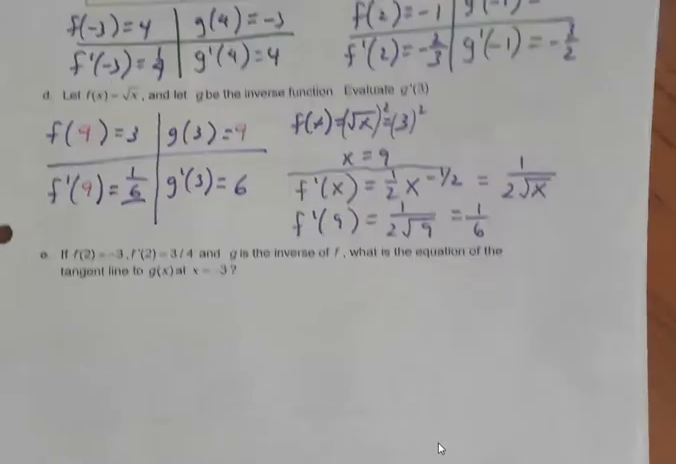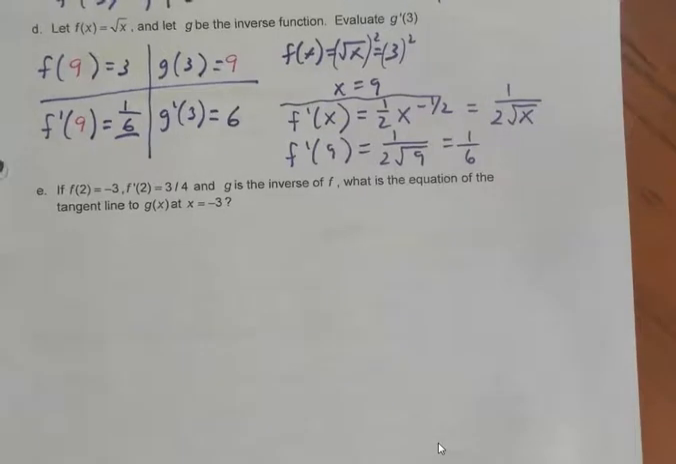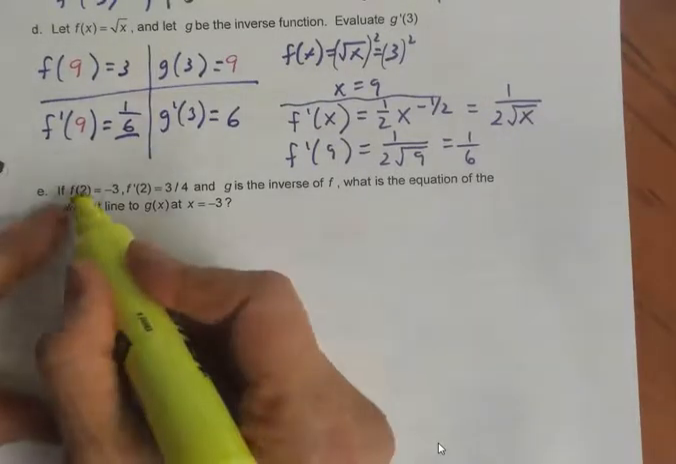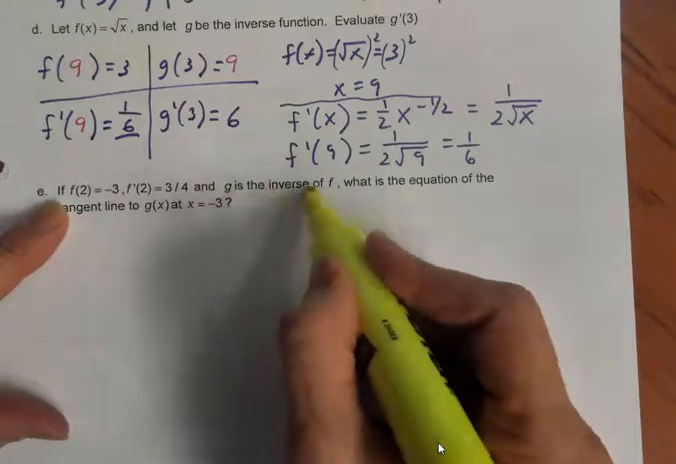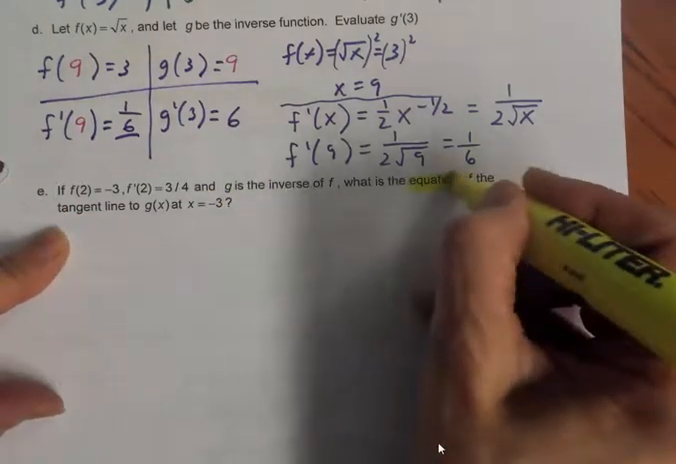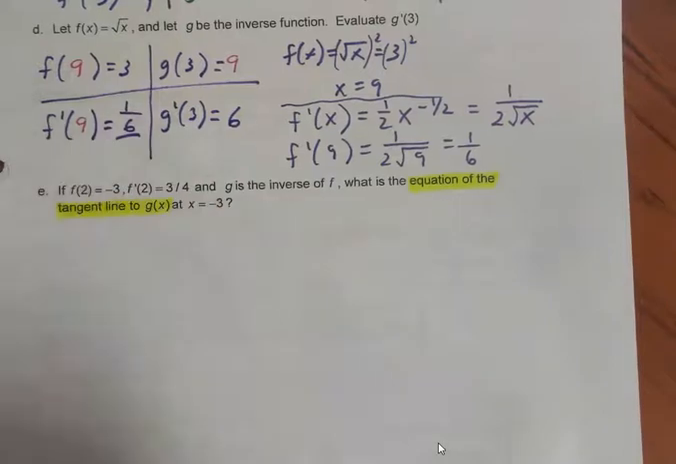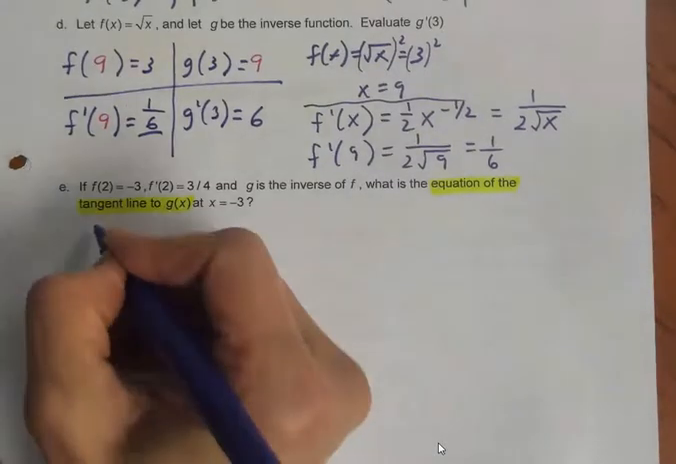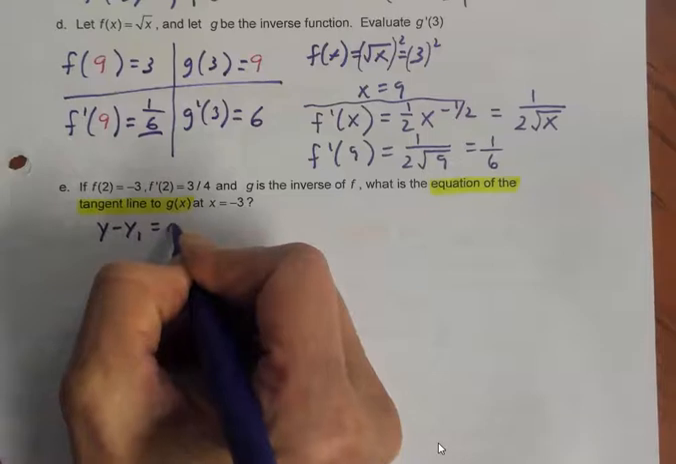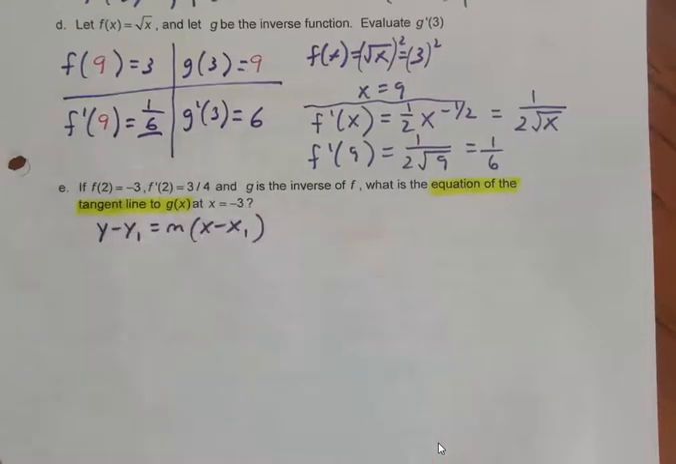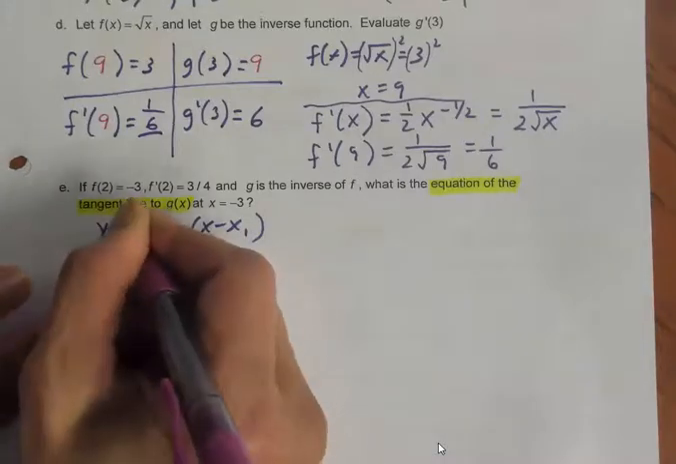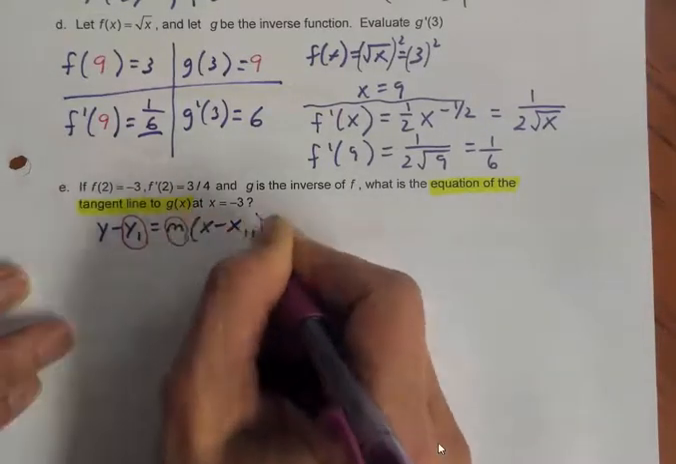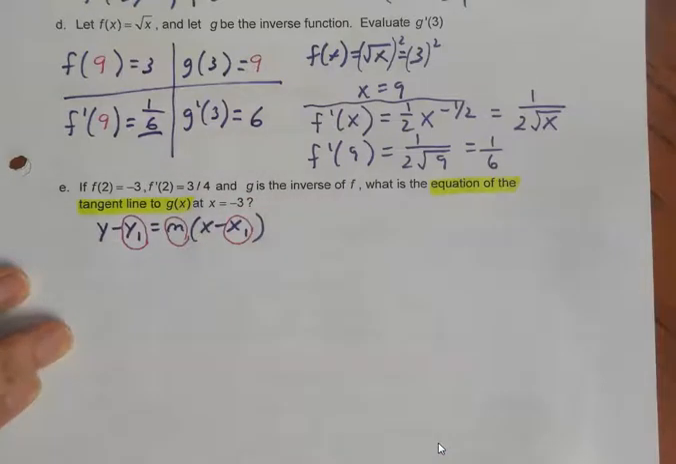Okay, final question. For the last question, you're given all this information here, and you're told that g is the inverse of f, and they're asking, what is the equation of the tangent line to g of x? Since we're dealing with two functions, you have to be careful whether you're answering for f of x or g of x. So they want g of x. Our general formula would be y minus y1 is equal to m quantity x minus x1. I need to fill in each of these parts. Do I know any of these?